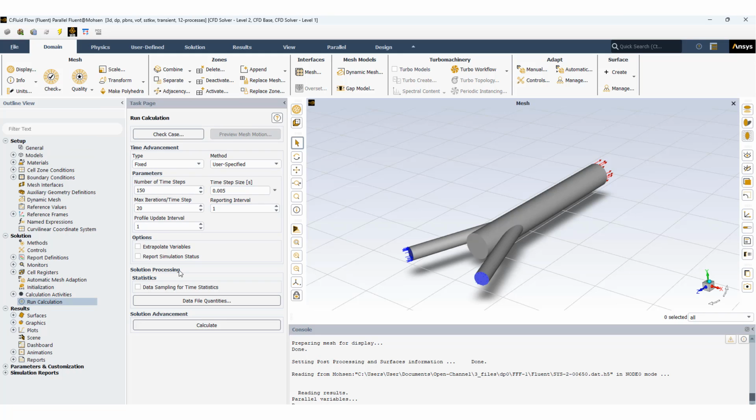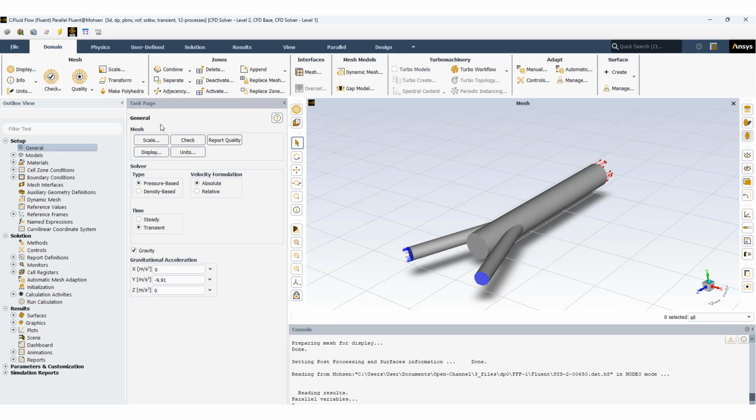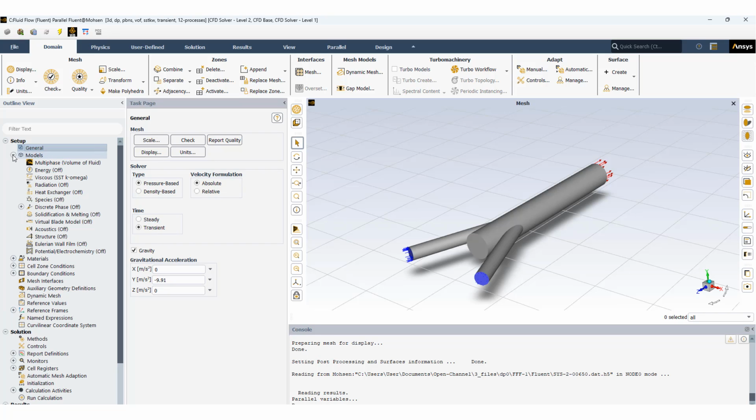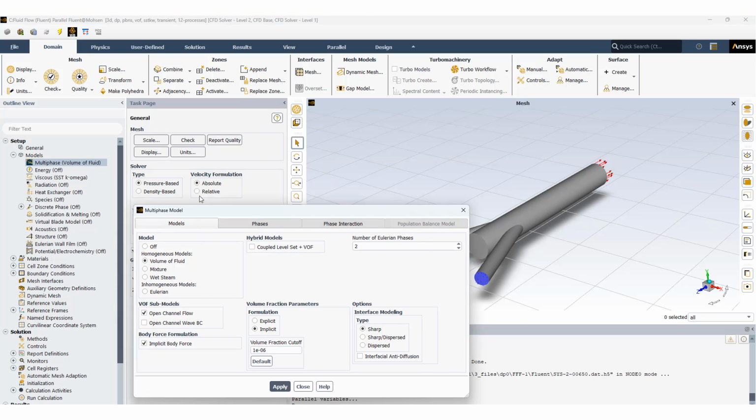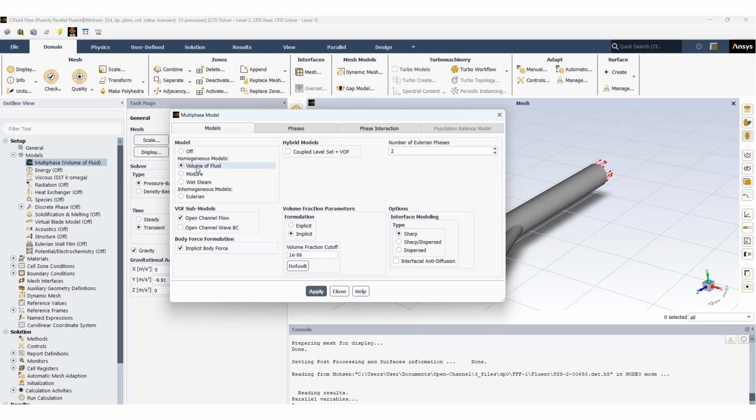In General, be sure that you activated the gravity, in negative, for this example, in the negative y direction, and we will run the transient simulation. For setting up volume of fluid method, I choose volume of fluid method, activated the open channel flow, and also have the implicit body force on.